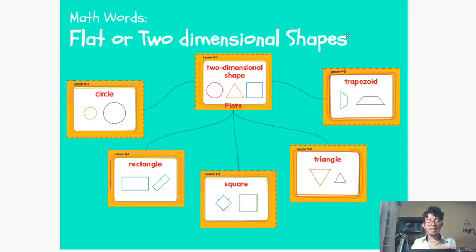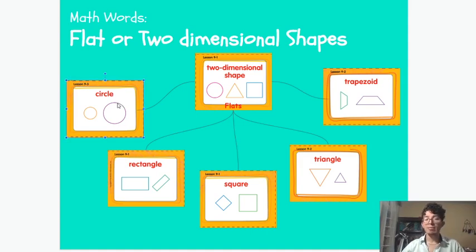Because it only has length, porque solo tiene largo, and height, y alto. It doesn't have depth. No tiene volumen o profundidad. Look, it's flat. Es plano. So this is two-dimensional. Esto es de dos dimensiones, or you can also call it flat. O también lo puedes decir plano. Okay?